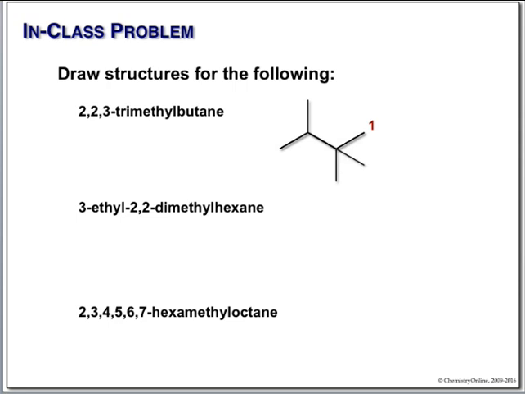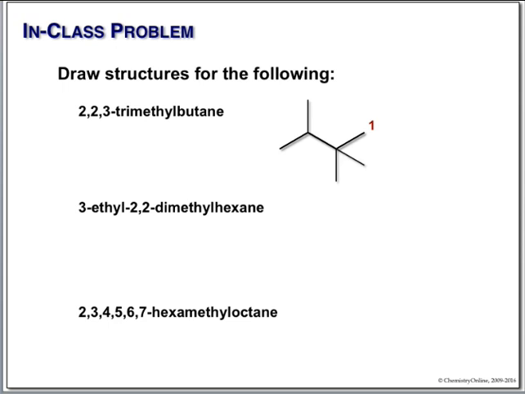Wait, hexane. Why is it called a trimethyl? Because there are 3 of them. They're on different carbons, but there are 3 of them. Show me the 3 of them on the structure. 1, 2, 3, 4, 5, 6. 1, 2, right here. 3. Okay, now I get it. Thank you. All right, our next one is a hexane.